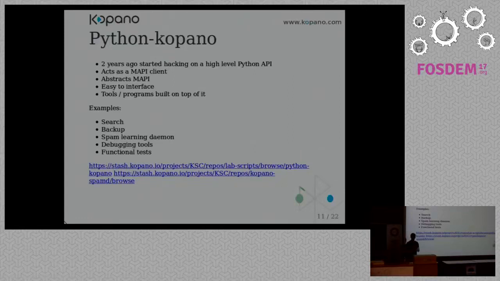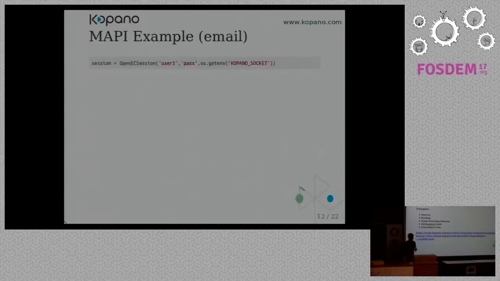And the idea is that you don't have to know what MAPI is about to use it. And we've built some tools on top of it. For example, our search engine. We've used Xapian with it, and we could easily put those things together with Python to create a search engine. We also created a backup solution with it and some tooling.